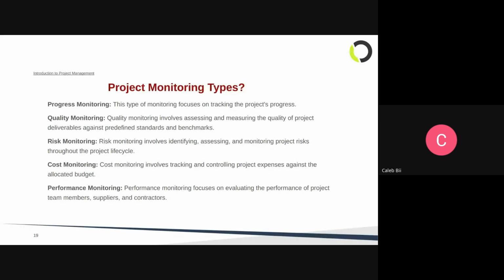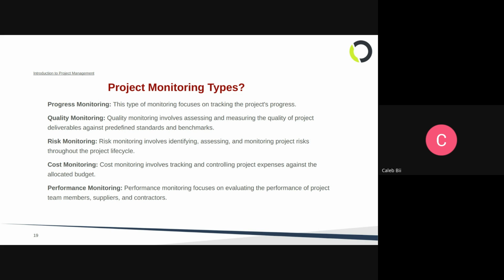Then we have risk monitoring. This type of project monitoring involves identifying, assessing, and monitoring project risks through the project life cycle. It ensures that risks have been identified and risks have been mitigated. If you use this specific type of project monitoring, it will be awesome because you'll be able to identify risks way early, and you'll find ways to mitigate those specific risks.